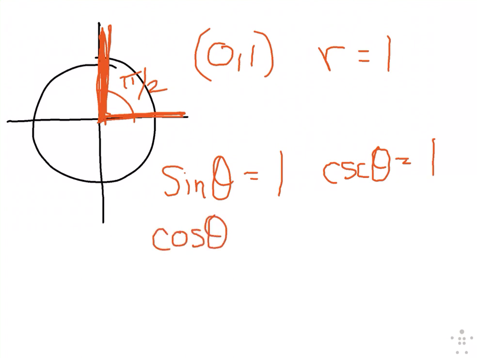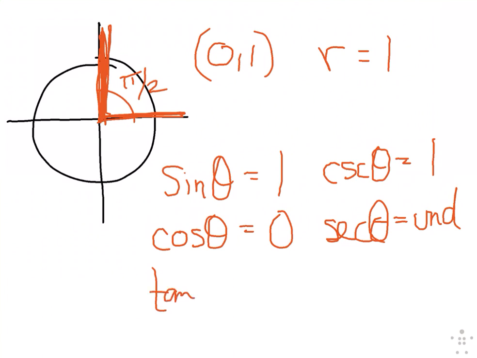The cosine is the x-coordinate. What's the x-coordinate? 0. Divided by the radius. Over 1. What's 0 divided by 1? 0. If I flip that, undefined. I cannot have a 0 on the bottom.